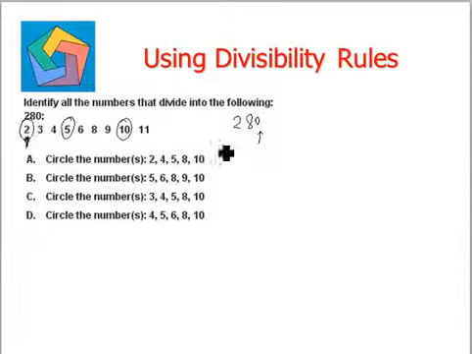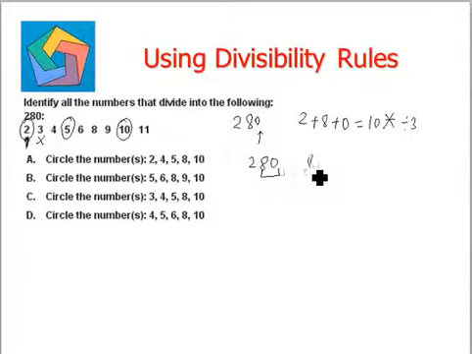For 3 we take the sum of the digits, that is 2 plus 8 plus 0 equals 10, which is not divisible by 3. Therefore this number is not divisible by 3. For 4 we take the last two digits, 280, last two digits are 80. 80 divided by 4 is 20. So yes, 280 is divisible by 4 also.